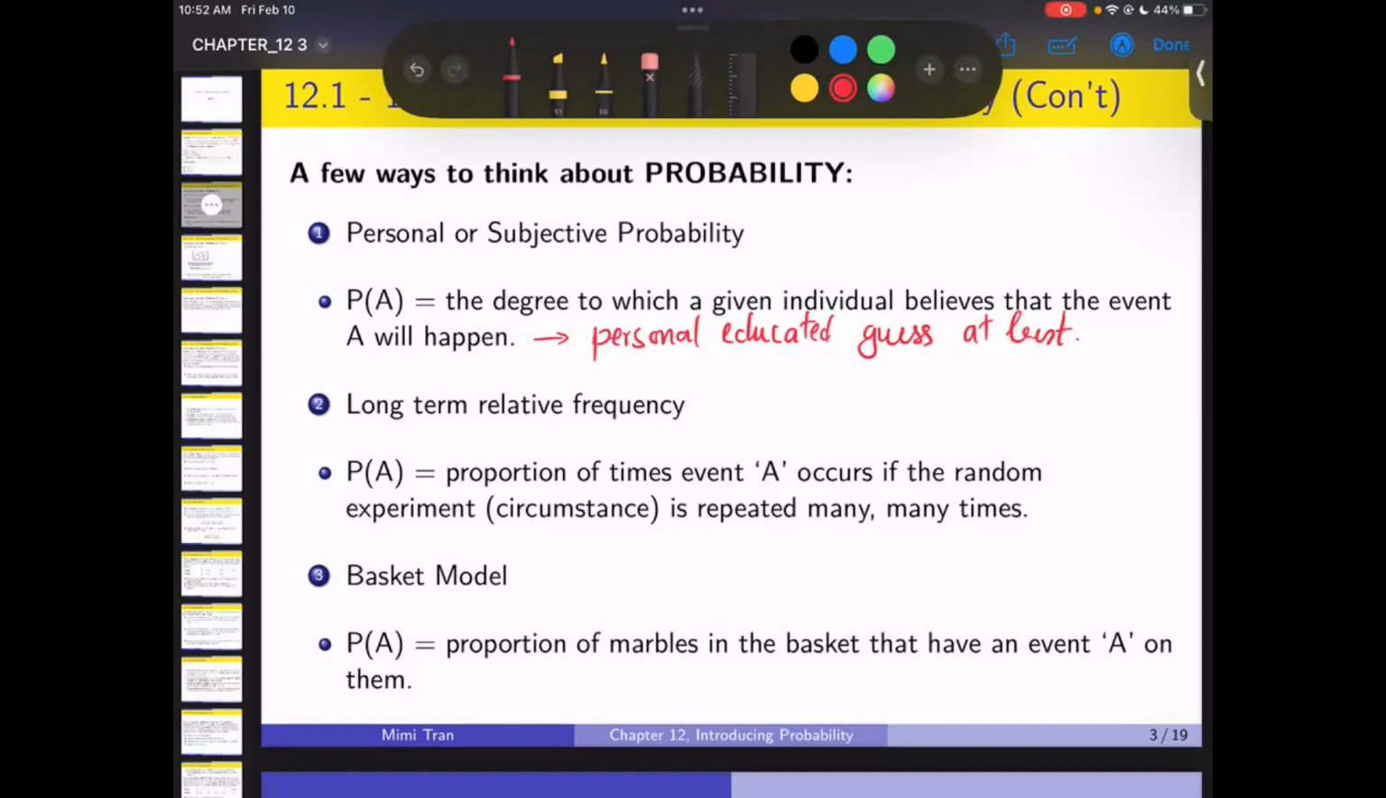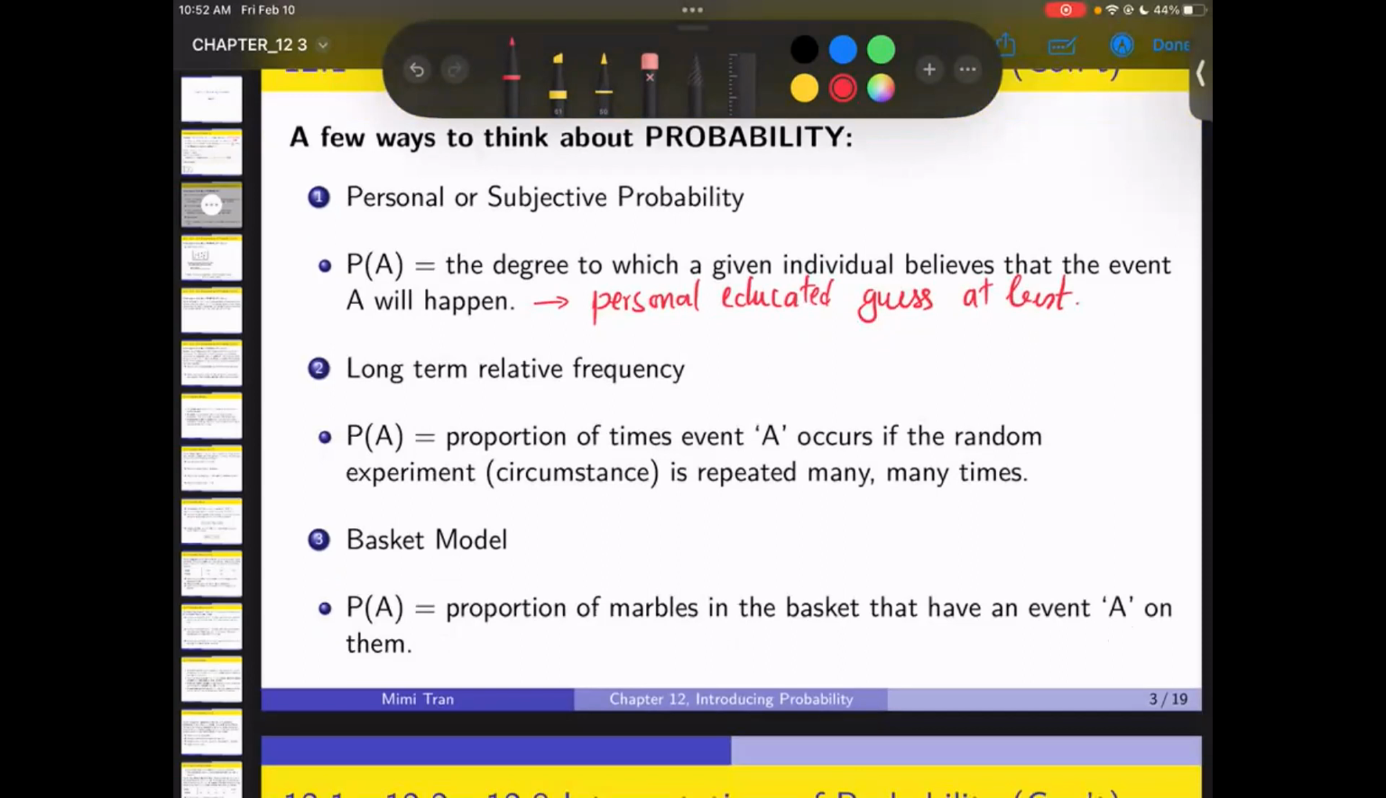The other one is long-term relative frequency. Now, the probability of event A, denoted P(A), is the proportion of times event A occurs if the random experiment is repeated many, many times. Think stocks.